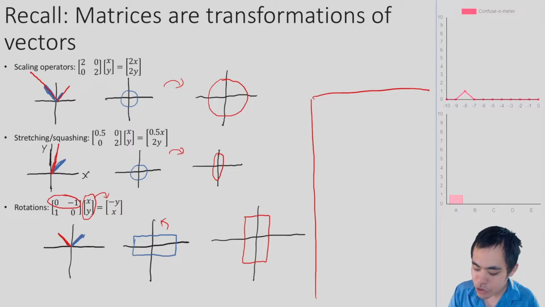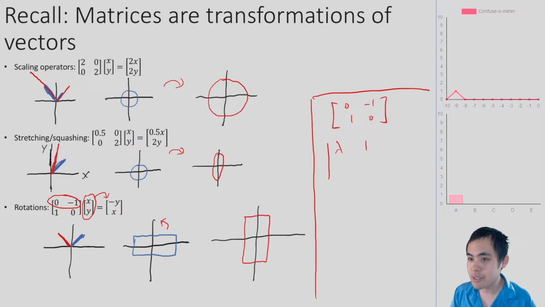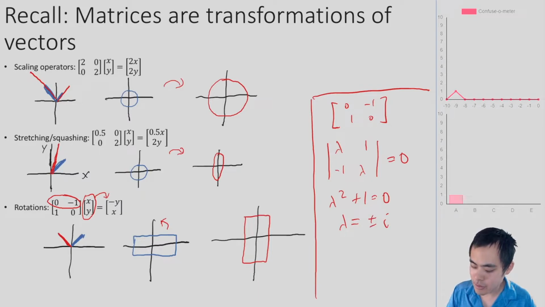So for example, take this rotation matrix here, (0, -1; 1, 0). We can compute the eigenvalues of that. That's the determinant of lambda times the identity minus that matrix, which is the determinant of (lambda, 1; -1, lambda), equal to 0. So lambda squared plus 1 is equal to 0. And this, of course, means that lambda is equal to plus or minus i. And this is the super important point, which is that imaginary numbers are related to rotations.